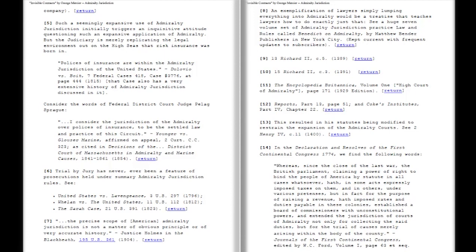Consider the words of Federal District Court Judge Sprague. "I consider the jurisdiction of the admiralty over policies of insurance to be the settled law and practice of the circuit." Younger vs. Gloucester Marine, affirmed on appeal, 2 Curt. C.C. 323, as cited in decisions of the District Court of Massachusetts in Admiralty and Marine Causes, 1841 to 1861, 1854.